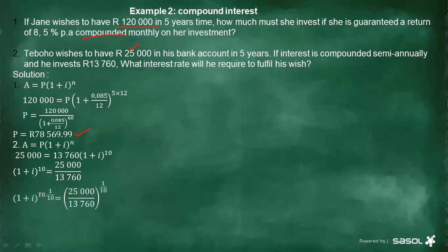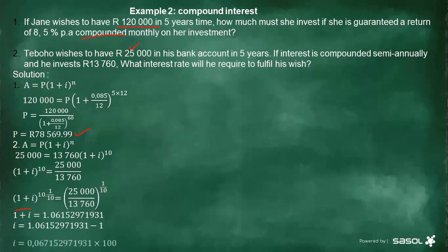Then we're going to multiply that 10 with 1/10. And then what we did on the left-hand side, we must also do on the right-hand side. This is what we did, which is 1/10 there. Then this is going to give us 1. Then we're left with 1 plus I, and therefore we're going to transpose that 1 to the right-hand side, and it's going to be negative.